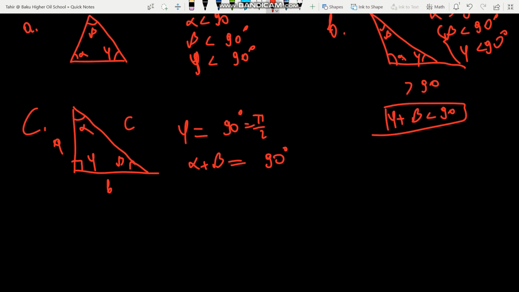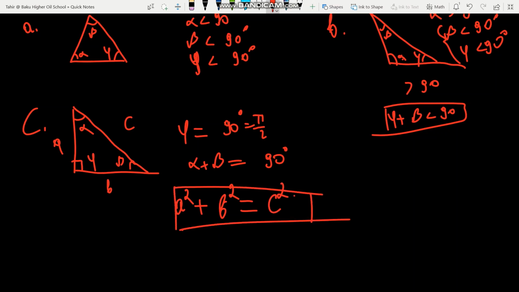And here the Pythagoras theorem can be applied to all kinds of right angled triangles, which states that a squared plus b squared is equal to c squared. All right angled triangles satisfy this equation.